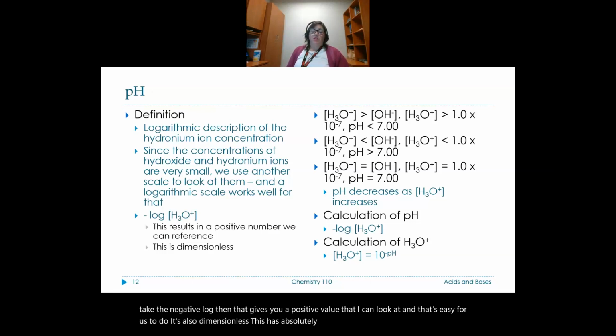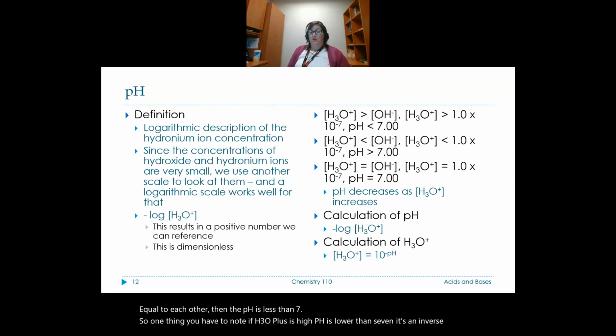So if the H3O plus is greater than the OH minus, so the H plus is greater than the OH minus, that means I'm in an acidic solution. And that's greater than 1 times 10 to the minus 7th, right? Because that's what it would be if they were equal to each other. Then the pH is less than 7. So one thing you have to note: if H3O plus is high, pH is lower than 7. It's an inverse relationship, okay?